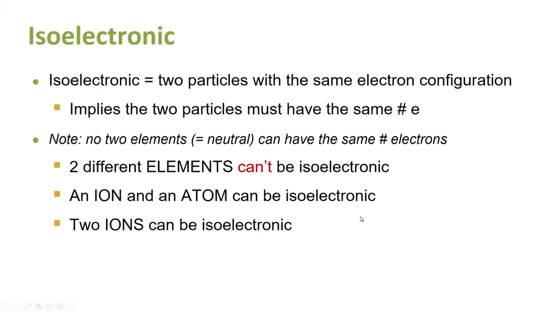We can also look at isoelectronic electron configurations. We talked about this a tiny bit in class. Two particles with the same electron configuration are called isoelectronic. They have the same number of electrons and they're in the same orbitals. The electrons are similar, so we would expect these to behave similarly. Now you can't have two neutral elements with the same number of electrons, because different elements have different numbers of protons. But you can have an ion and an atom be isoelectronic, and two ions can be isoelectronic. So when you hear the term isoelectronic, know that it means the same electron configuration.